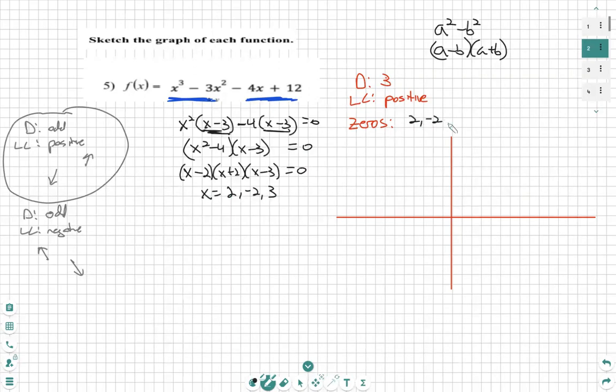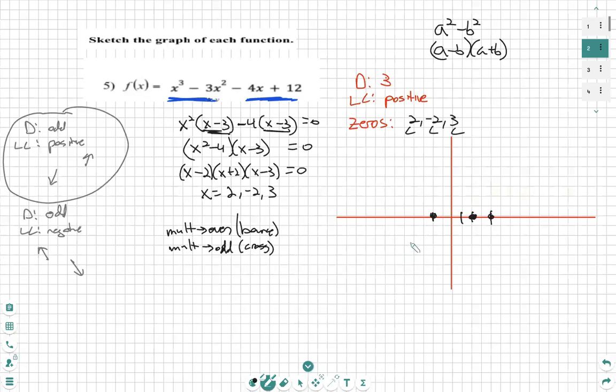Those are my zeros. We go to the x-axis and plot dots on those points: 2, 3, and negative 2. Next, we need to talk about the multiplicity of each one of these zeros. When the multiplicity is even, we have a bounce. When the multiplicity is odd, we have a cross. Here we can see that each one of them only pops up once, so that means they all have a multiplicity of 1. Therefore, they are all a cross, cross, cross.